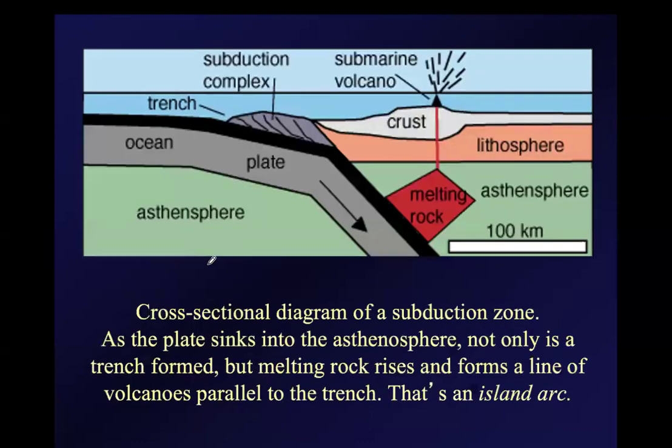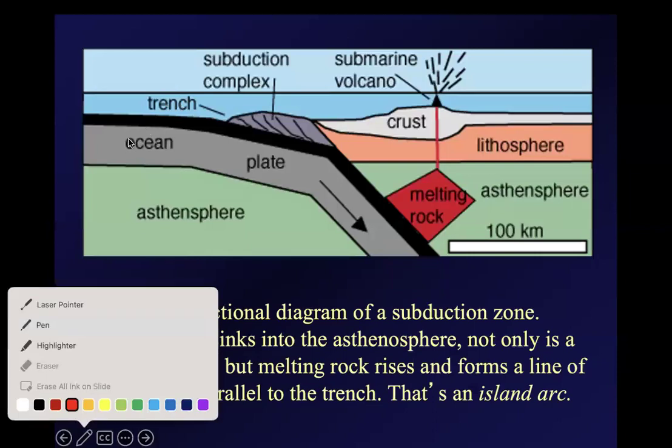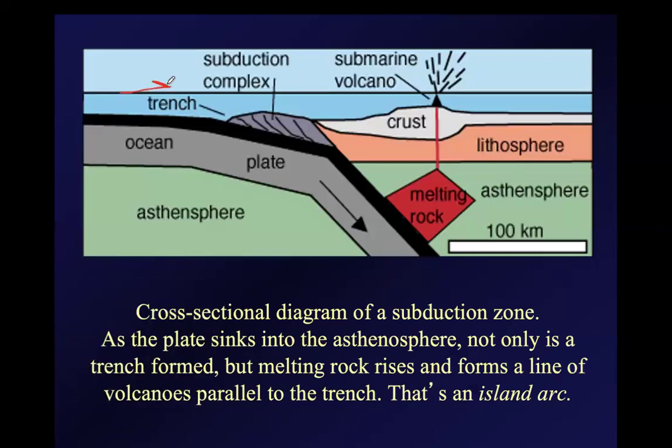But here's a diagram of a cross-section of what this would look like. You have an oceanic plate, and the plate is moving this way, where it starts sinking under the other one. You get a trench. Back of the trench, a lot of the sediments that used to lie on this oceanic plate get scraped off and stuck to the plate that's riding on top. That's the subduction complex.